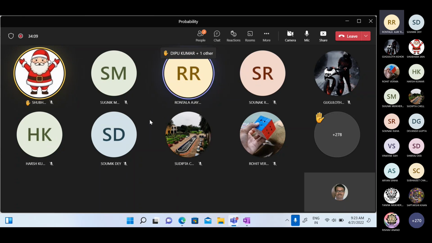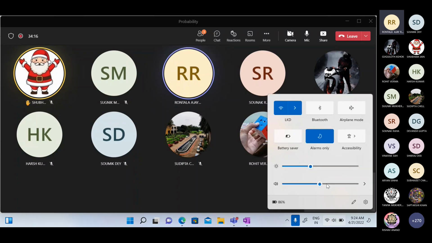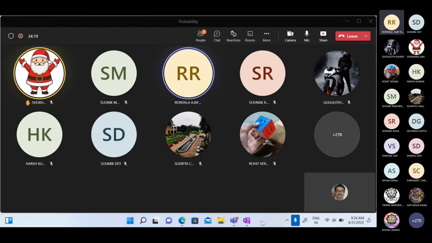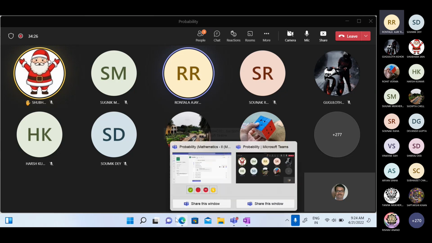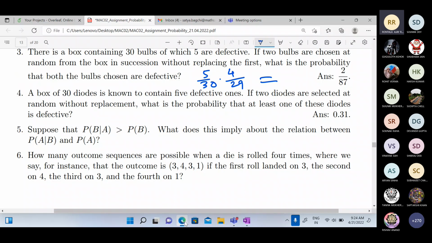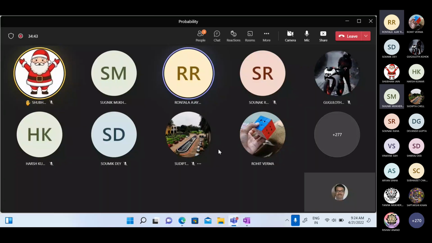In the first case, we take one bulb as a defective one and the other as a non-defective bulb. So for selecting one bulb from the defective ones, 5C1, and from the non-defective, 25C1. And in the denominator, we are selecting 2 bulbs from the 30 bulbs, so we get 30C2. But sir, there will be 2 possibilities. In the second case, either we get both defective, or we get the first one defective, or the second one defective. In the second case, we take both as defective.